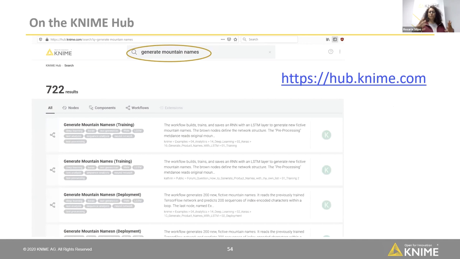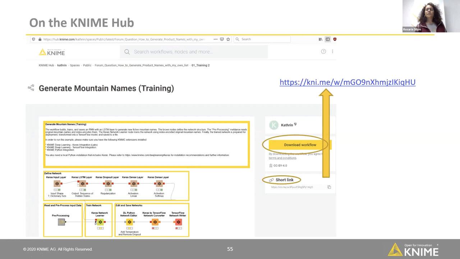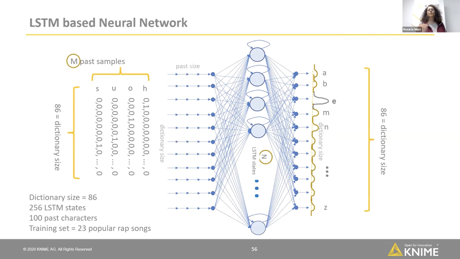On the NIME Hub, this is the link. You can just connect and then you can search for examples of whatever topic. So I wrote in there generate mountain names because I remember that that's what Kathrin's workflow was doing. This is the list of answers, and I found these possible examples from Kathrin's space. So I went onto the page, that was the workflow. I clicked download workflow, and then I imported my workflow onto my NIME analytics platform.